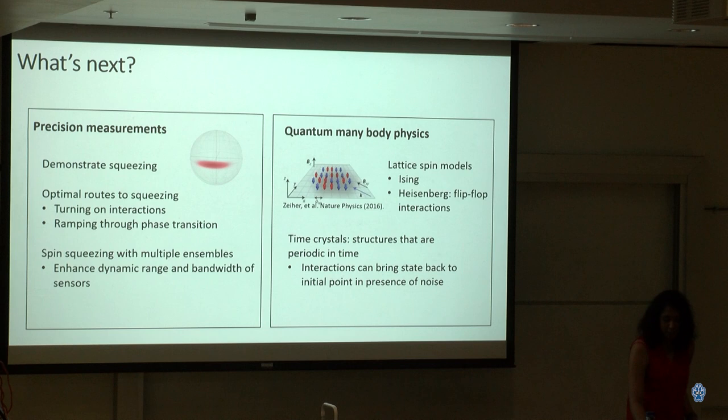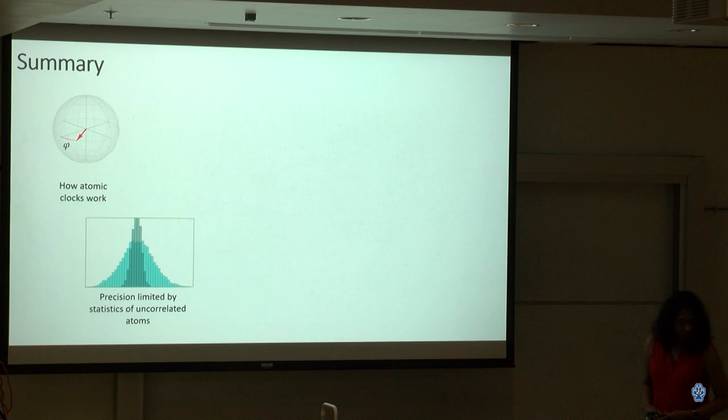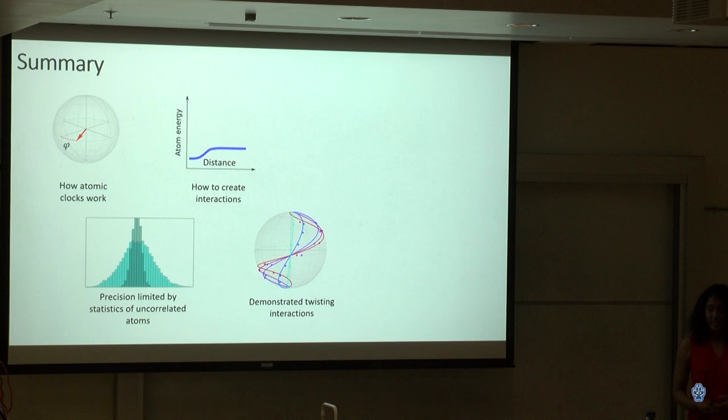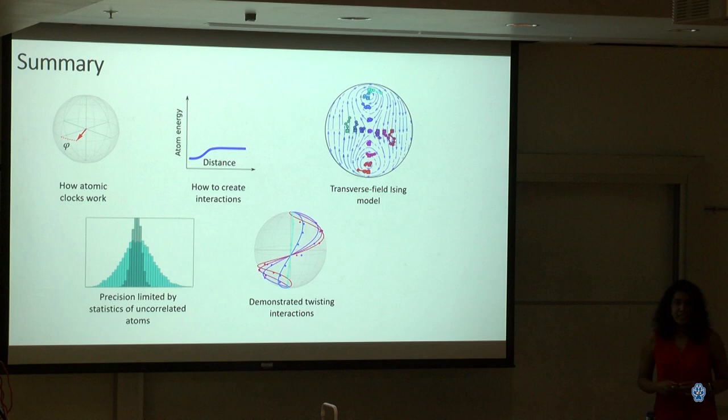But for now, the stuff that we talked about were how atomic clocks work. We talked about how they're precision limited by statistics of uncorrelated atoms and how we can introduce interactions to overcome that. We talked about how to create these interactions using Rydberg dressing. We used these interactions to demonstrate one-axis twisting and to create what's potentially a squeezed state. And we also used this same model, this same experimental setup, to observe dynamical signatures of the paramagnetic to ferromagnetic phase transition in a transverse field Ising model. So there's lots of really exciting stuff coming up.